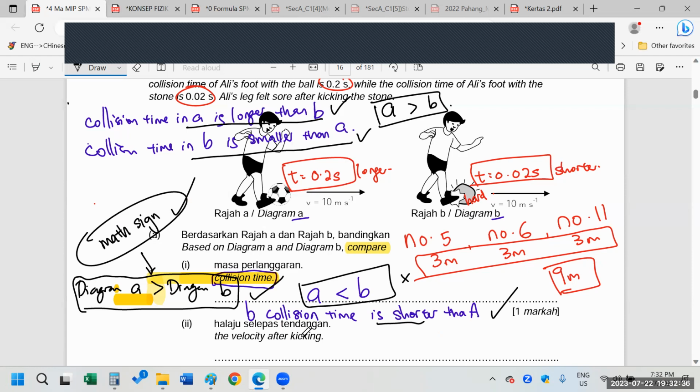Just my experience. After I write this for 2-3 years, I suddenly forget how to construct the sentence. So I actually encourage you to write, since they mention collision time, you write collision time in front. Then you compare A is blah blah, then B. A in front, B. Why I say so? Later we explain the results.